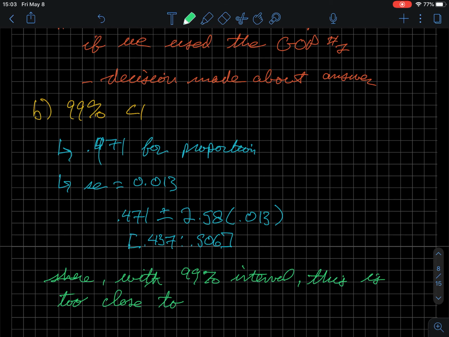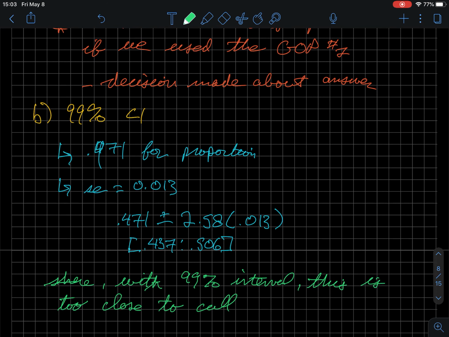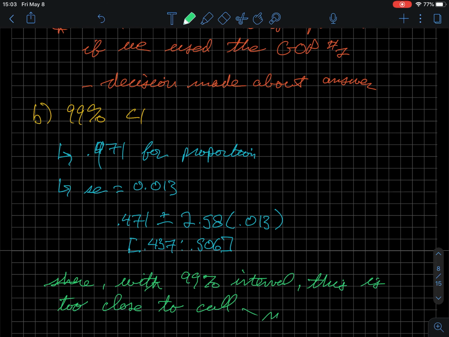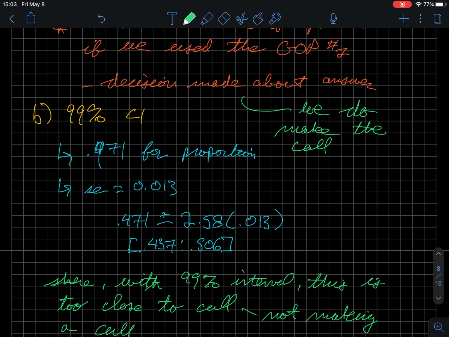So based off of how much uncertainty we're willing to accept, or how sure we wanted to be, here we're not making a call. And here we do make the call. That's the difference between those two. This illustrates how, if you change and manipulate your uncertainty, you can make different decisions based off of that.